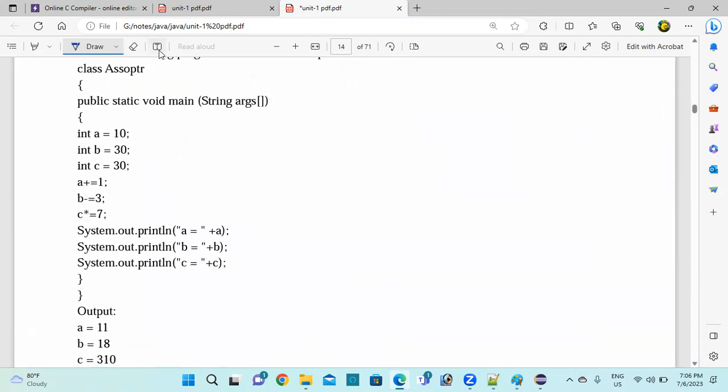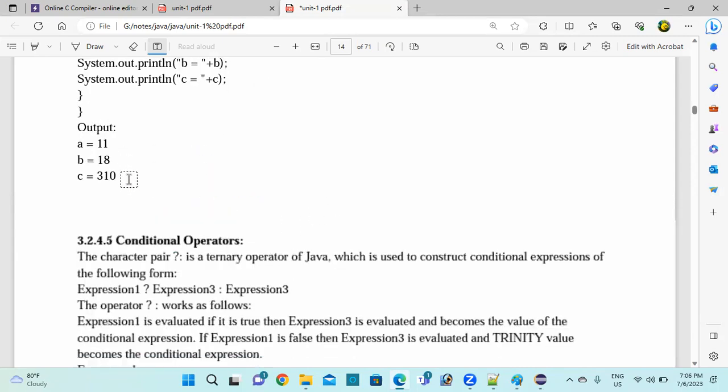When they give some expression like this, you should evaluate it like this. A plus equals 1 means A equals A plus 1. So what is the value here? A equals A plus 1, 10 plus 1, 11. Here B minus equals 3 is nothing but B equals B minus 3. Next, C times equals 7 is nothing but, how much do you have to write? C equals C into 7, where C is some number. So this is about the assignment operator.